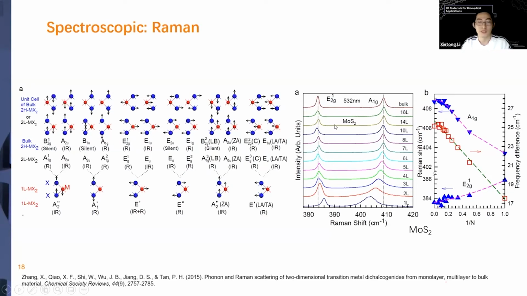Usually we can use this method first to determine the composition of the material, because the peak position of the Raman spectra can be used as a fingerprint of this material. Second, we can also determine the layer number using this method, as we can see here. And the peak position can also be sensitive to other factors like strain, so it can be used to study strain and other effects.